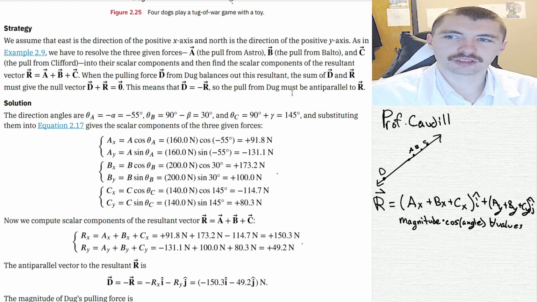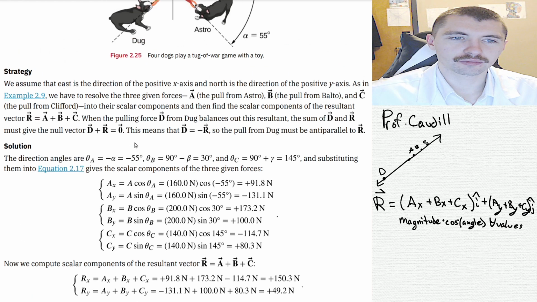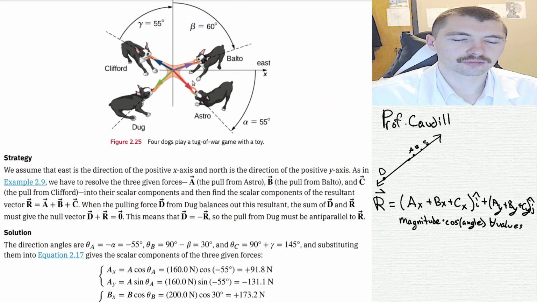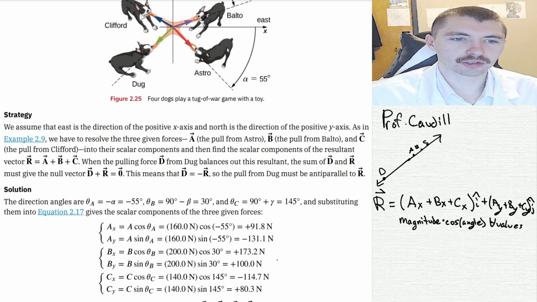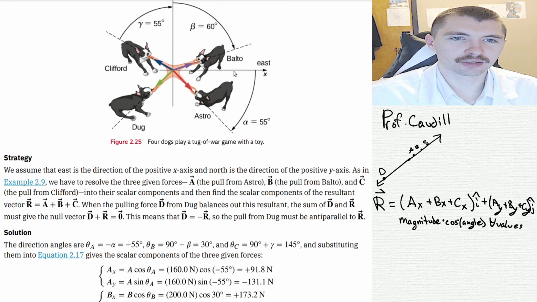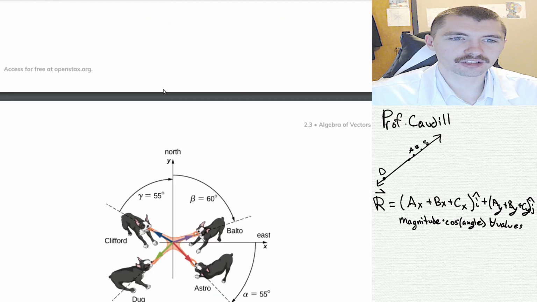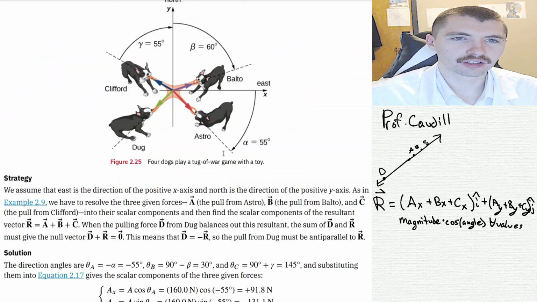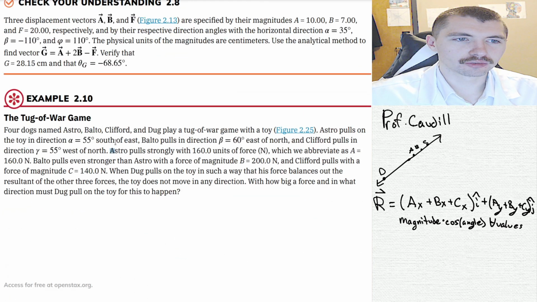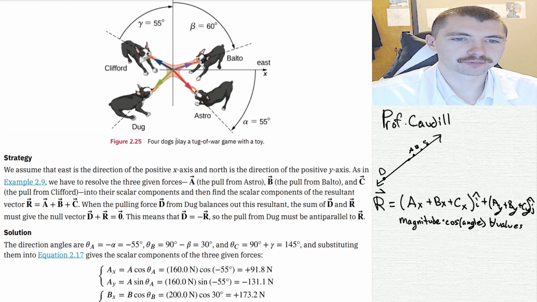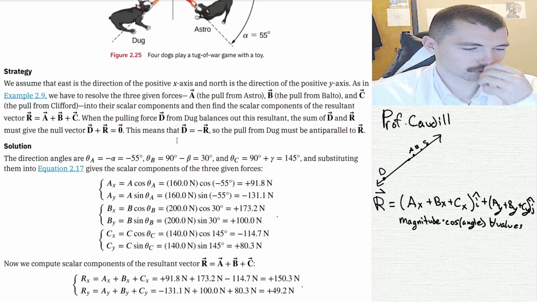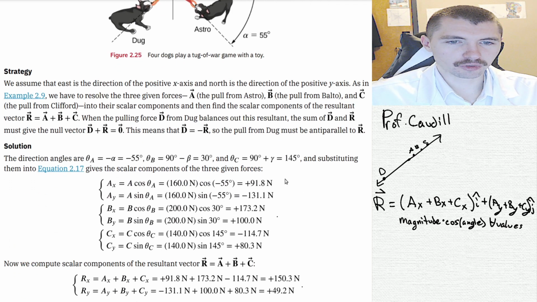So AX is the magnitude of A. That's going to be this X. If he pulls it 160 units, A goes 160, then that should be 160 times cosine. South of east, so that should be negative 55. So they're getting 91.8 newtons.